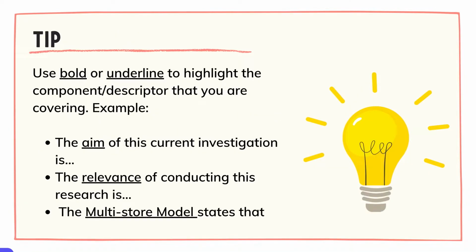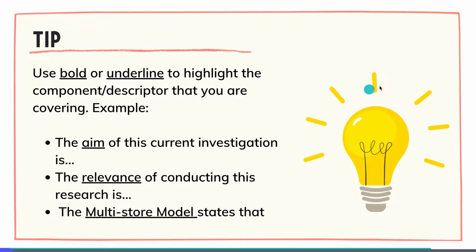A tip that I would give all of you is to use bold or underline to highlight the component or descriptor that you are covering. For example, the aim, you can bold aim or underline aim when you are stating the aim. Okay, this is just something extra that you can do. Here you can see the relevance is also underlined, and then the multi-store model, since that's the model you're basing your investigation on, that is also underlined. This is just something that you can do to increase the clarity of your report.